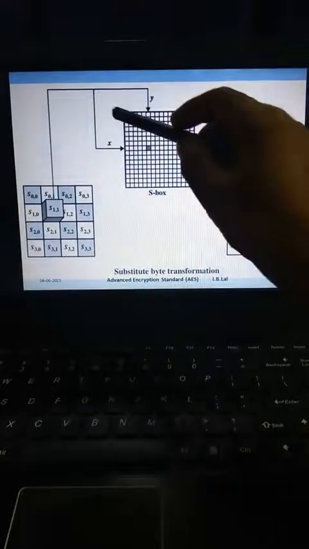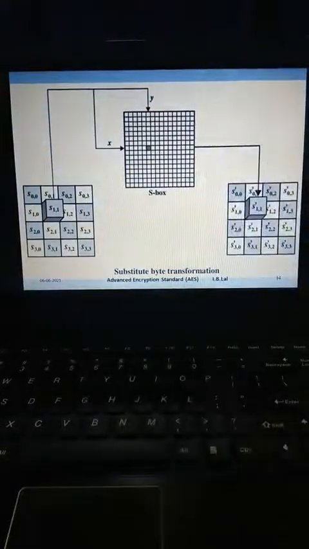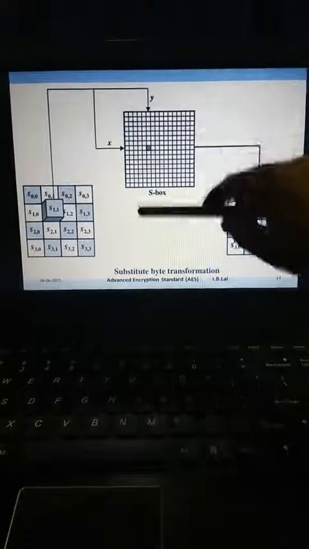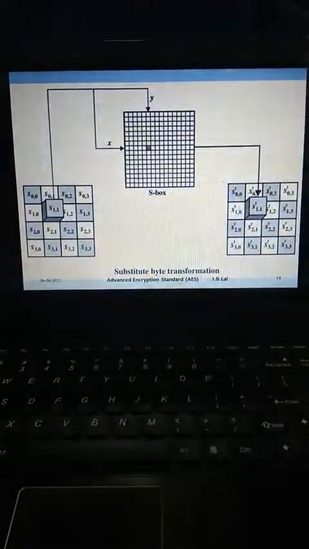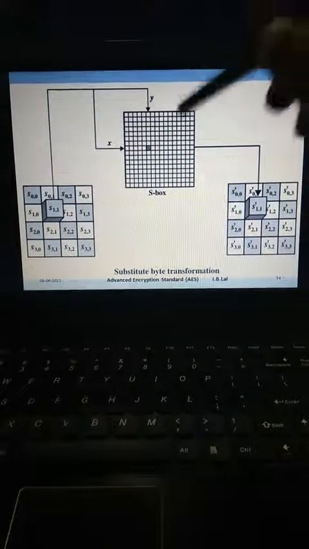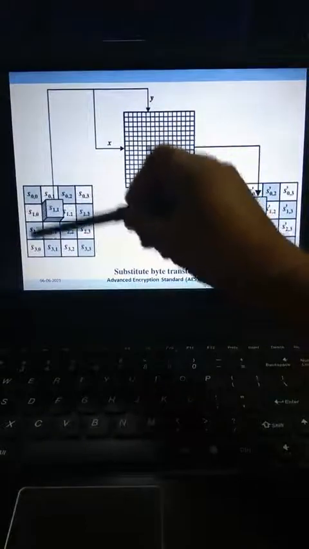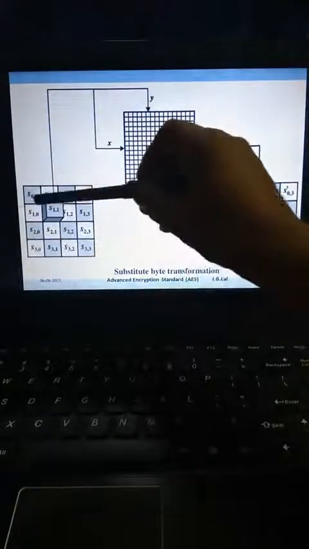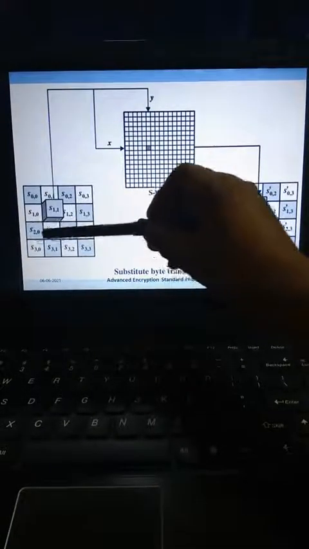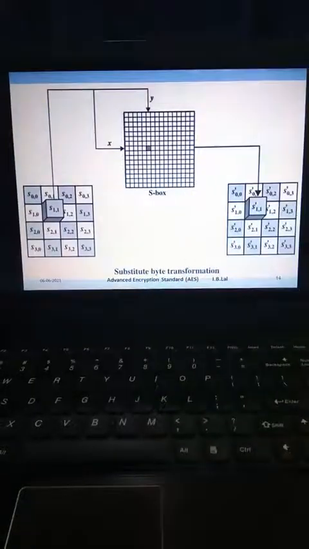So the S box contains 16 rows and 16 columns. These are columns and these are rows. So the S box is a representation of a 16 by 16 cell matrix. Now this is S00, S10, S20, S30 and so on.